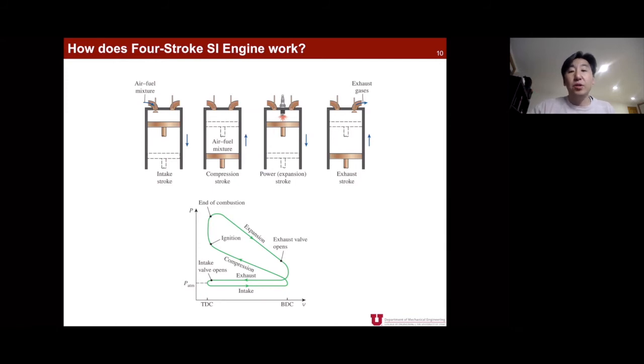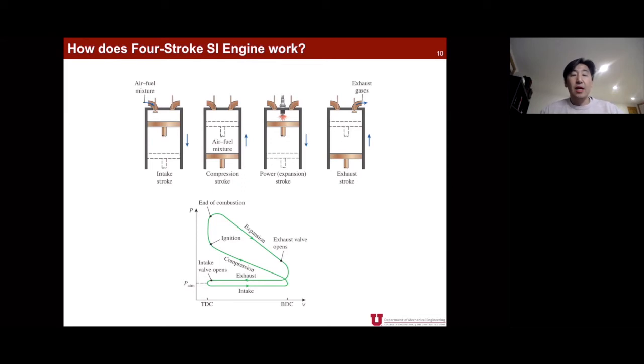Then the next stroke is the piston goes back up to the TDC, and during this time, the exhaust valve is opened such that those burned gases can go out. Okay. So this is a brief description of what really happens during the four-stroke processes of that type of SI engine.